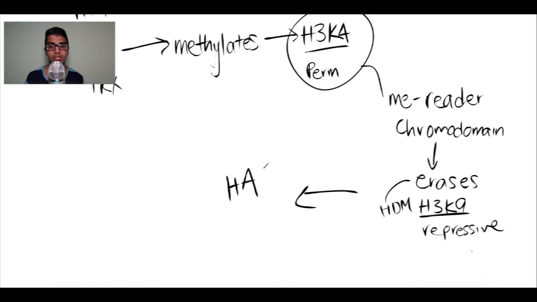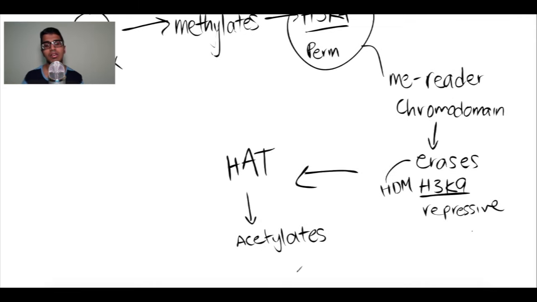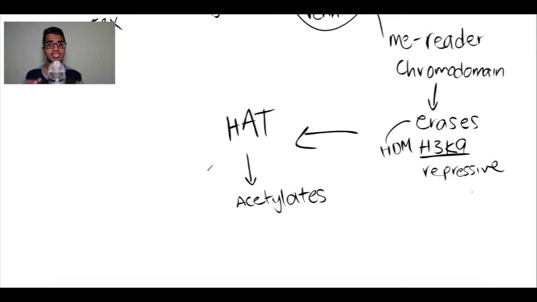Once this has all occurred, a molecule called histone acetyltransferase is recruited by the chromodomain. The histone acetyltransferase's role is to acetylate the histones. Acetylating the histones opens them up. Opening up the histones means that the cell's machinery can access the DNA. And so it undergoes chromatin remodeling.